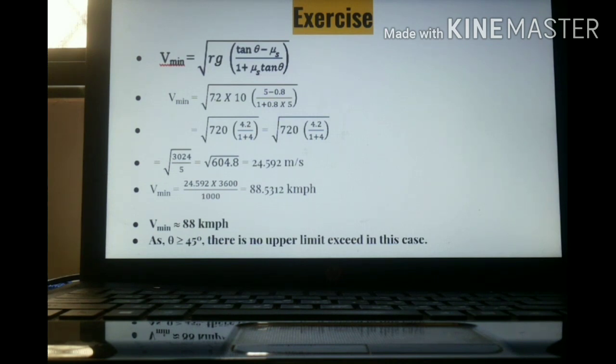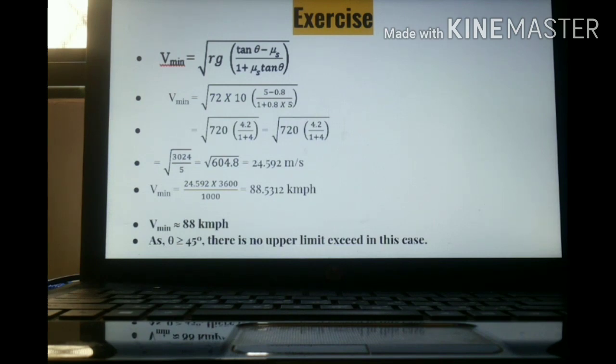That is Rg times (tan theta minus mu s) upon (1 plus mu s tan theta). So what is the value of R? 72. We have to refer to the earlier question, the 14th question. Radius was given as 72. G we have taken 10. Tan theta, what was the value of tan theta? 5. Static friction has been given in this question, that is 0.8. 1 plus 0.8 into 5. After solving this, in the numerator 5 minus 0.8 is 4.2.